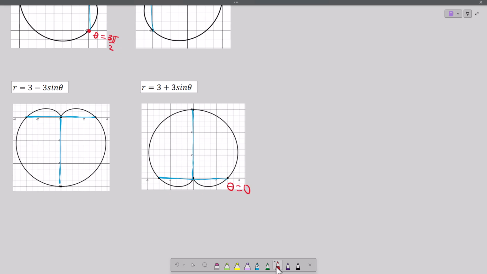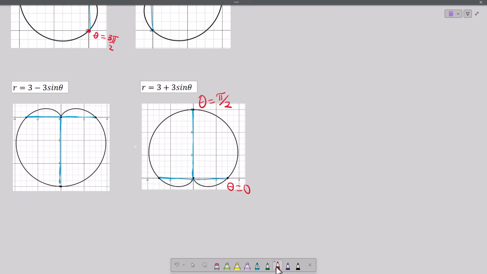Then we rotate up to pi over 2. Plug in pi over 2. Sine of pi over 2 is 1. 3 times 1 plus 3 is 6. So now we plot the point that's 6 units from the origin in the pi over 2 direction. That's corresponding to theta being pi halves.